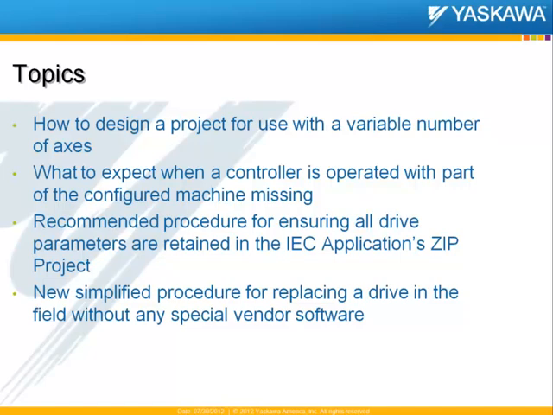How to design a project for use with a varying number of axes on your machine. What to expect when a controller that is configured with multiple axes is operated with part of the configuration missing. What is the recommended procedure for ensuring all servo pack or all drive parameters are retained in the IEC application's zipped project? And now I'd also like to today introduce a simplified procedure for replacing a drive in the field without special software.